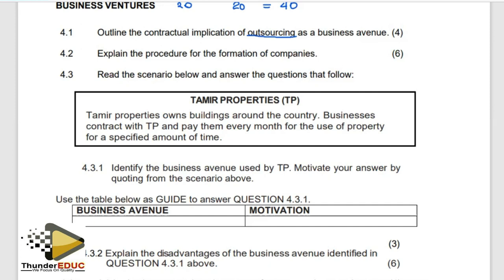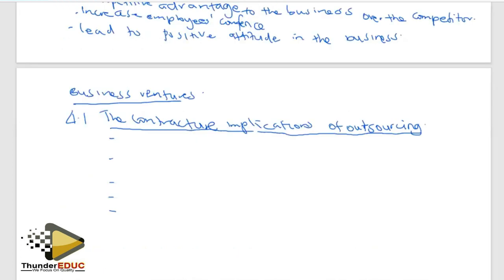First of all, a contract protects the rights and responsibilities of the two parties involved.